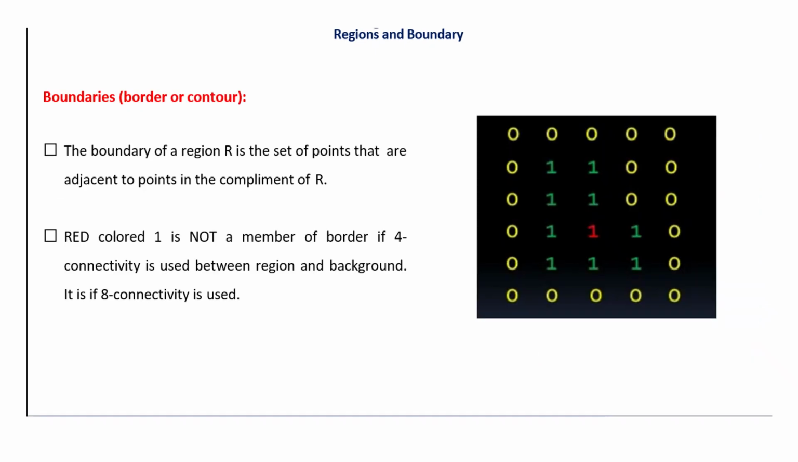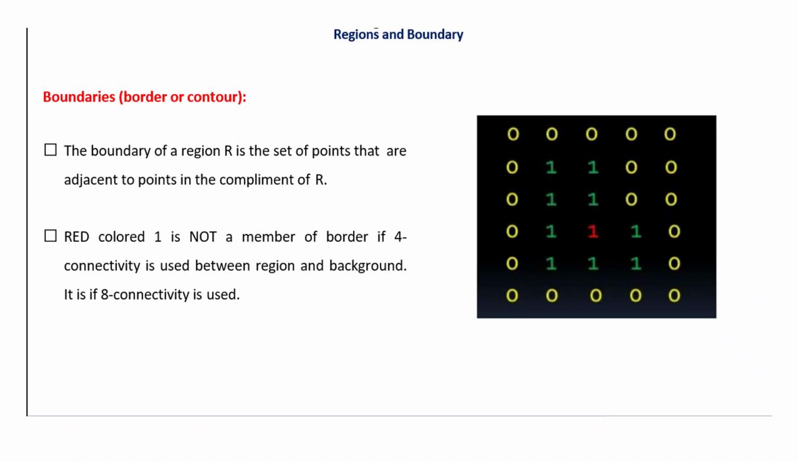In the same example, the border or contour, which represents the boundary of a region R, is the set of points that are adjacent to points in the complement of R. The red colored one is not a member of the border, because the border of R shown in green consists of the boundary points. This red point does not belong to the boundary.